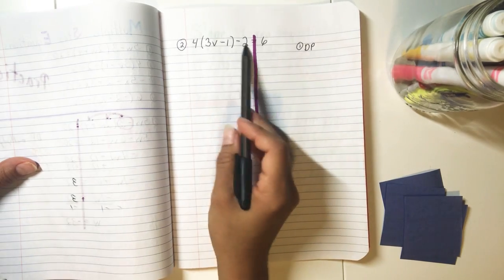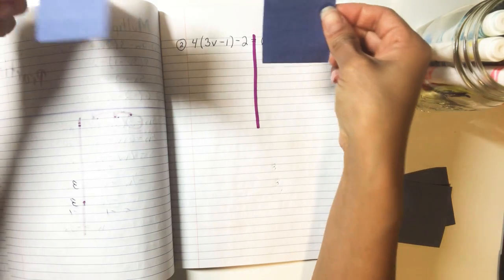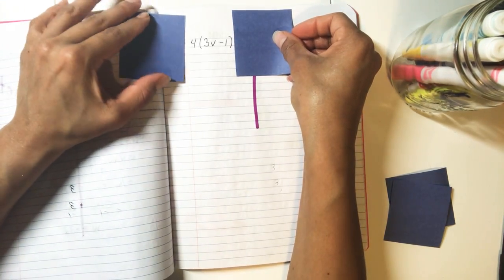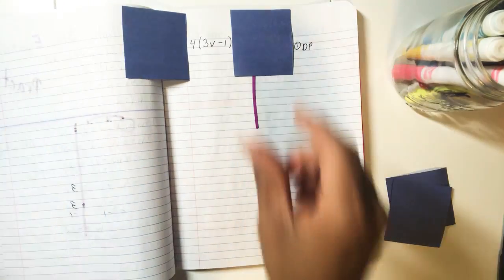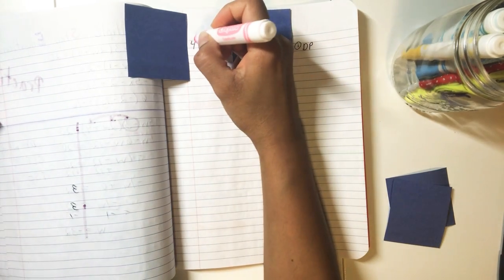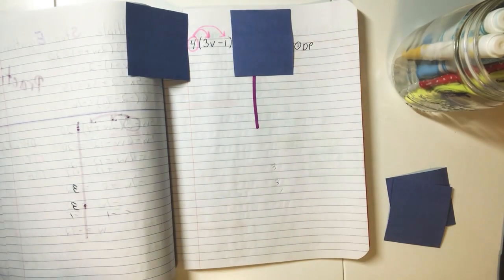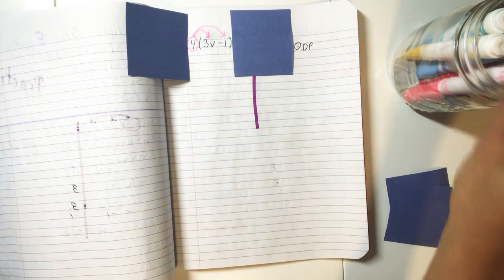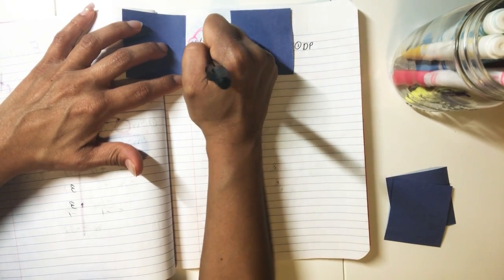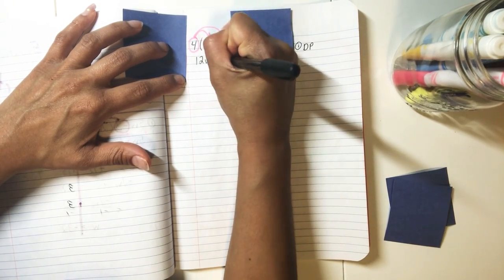As I look on the left side of my equation, I can see that, remember, distributive property has parentheses. This part right here is our distributive property. So I'm going to multiply this 4 to each of the values inside the parentheses. We have 4 times 3v, which is going to give us 12v, and then 4 times a negative 1, which is going to give you a negative 4.